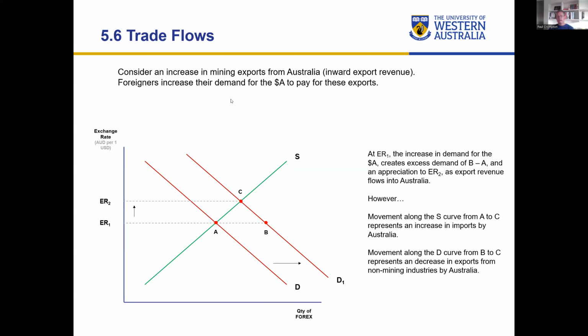So what happens during a mining boom? Mining exports go through the roof, but then the exchange rate appreciates, which encourages all Australians to import more, but then some sectors will suffer a reduction in exports and export values because of the higher exchange rate.